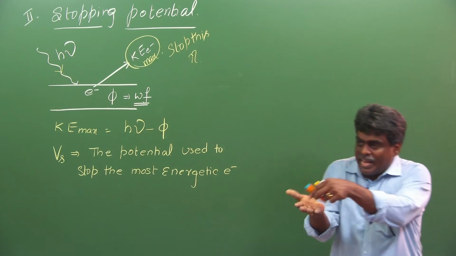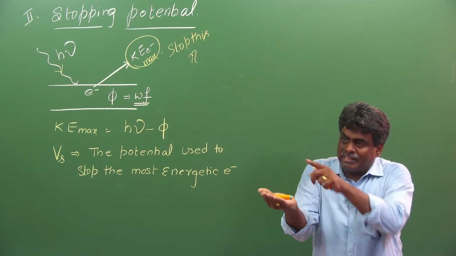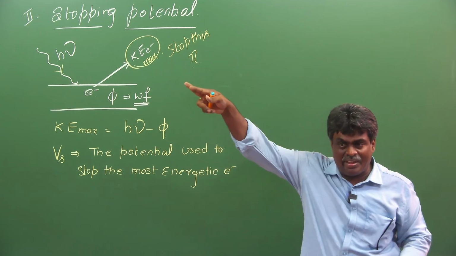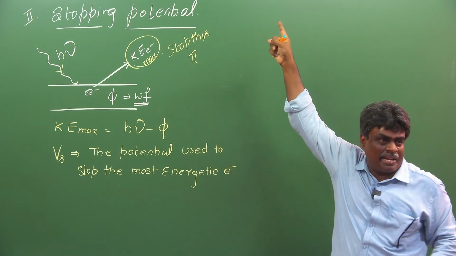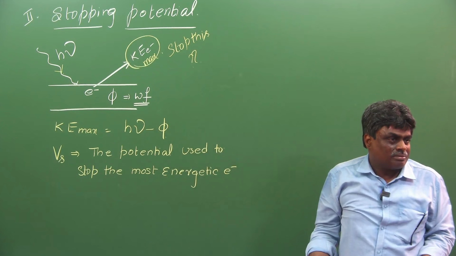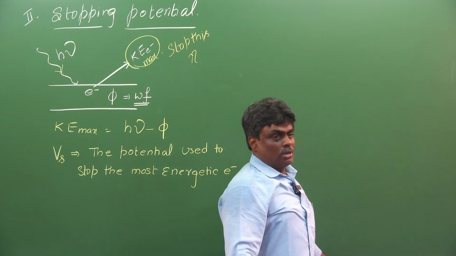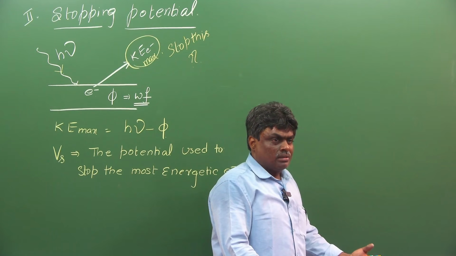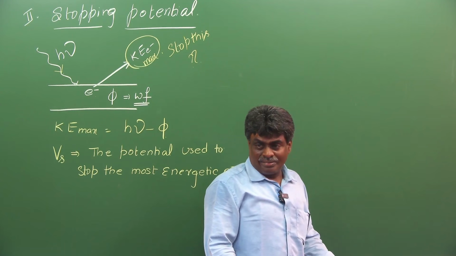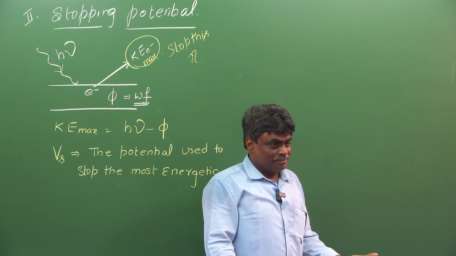Because if this is the electron, and you applied Vs, then what is its kinetic energy? eVs. And that should be equal to my maximum kinetic energy, then only it will be stopped. If I have 100 joules of energy and you apply 50 joules, you can't stop me. I hope you understand what I am saying.